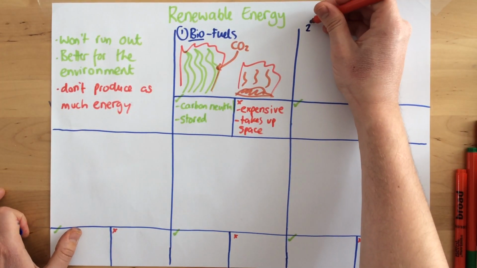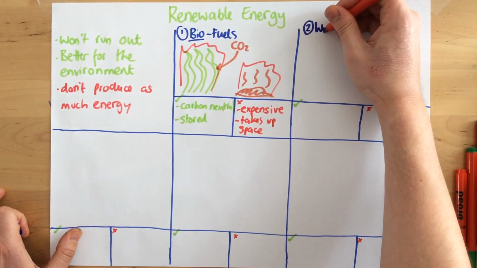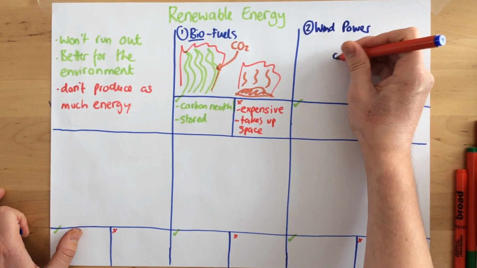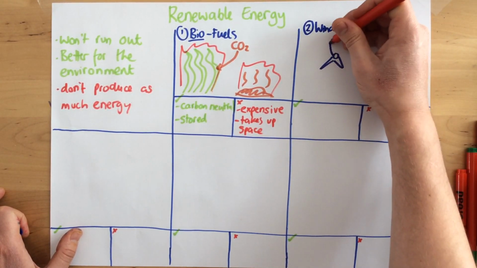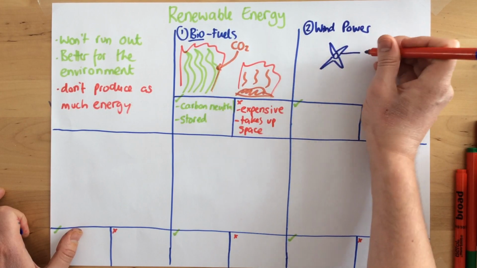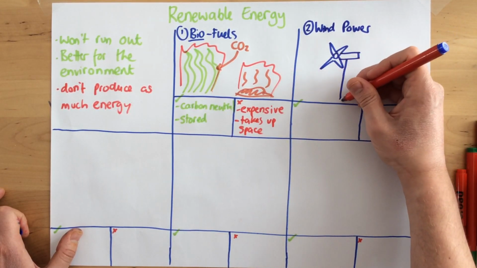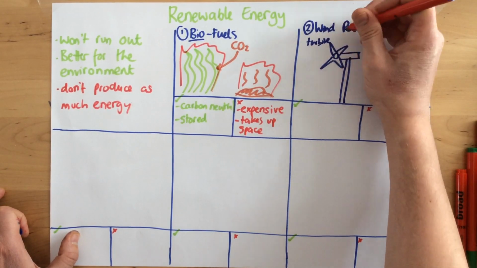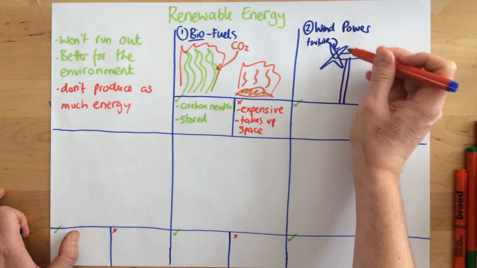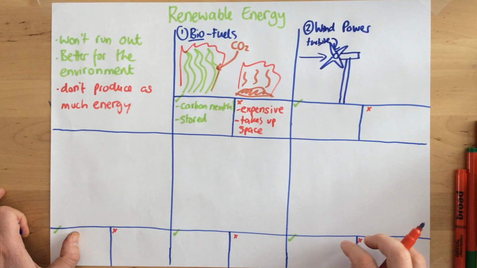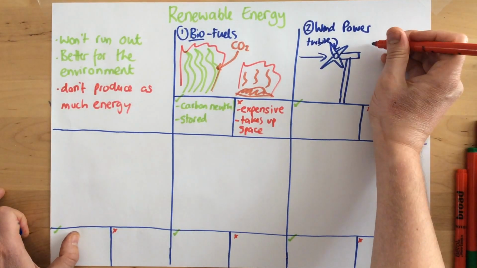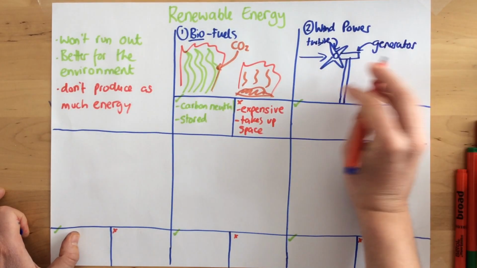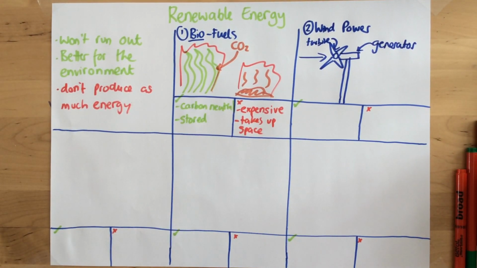The next type of renewable energy source we're looking at is wind power. Now you probably have seen wind turbines in fields before that look a little bit like my drawing here. So basically the way that it operates is you have a turbine which turns when the wind hits the turbine. It is then connected to this part here, which is called a generator, which generates electricity.